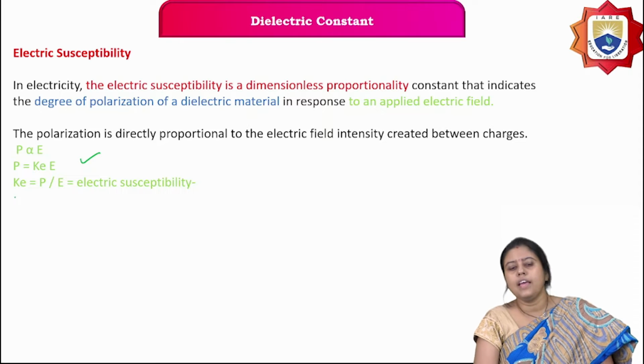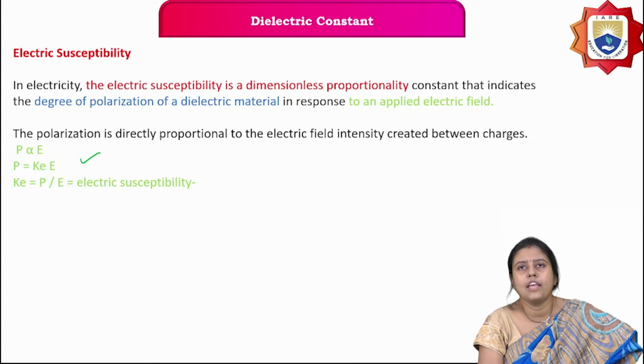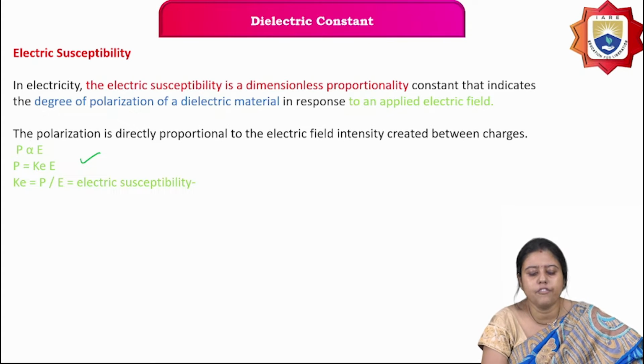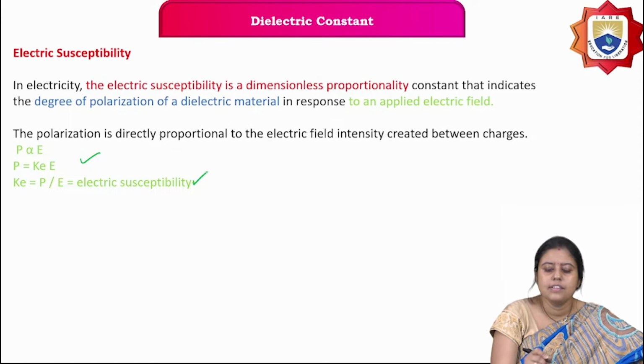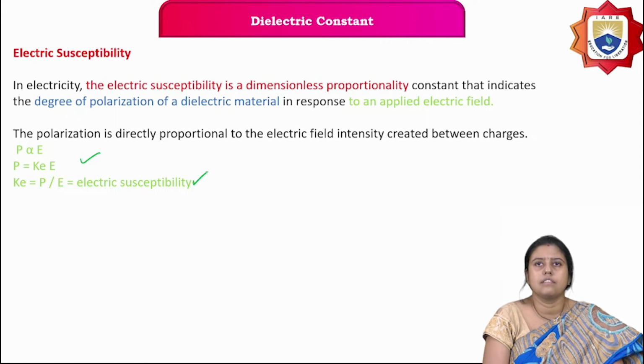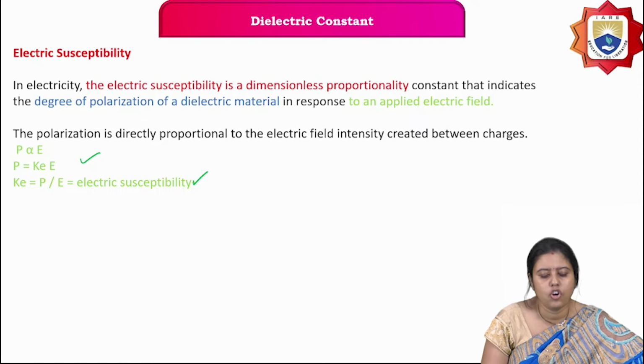And what is Ke? Ke is nothing but the ratio of P by E, polarization by electric field intensity. And this is known as the electric susceptibility. So electric susceptibility is a dimensionless proportionality constant.